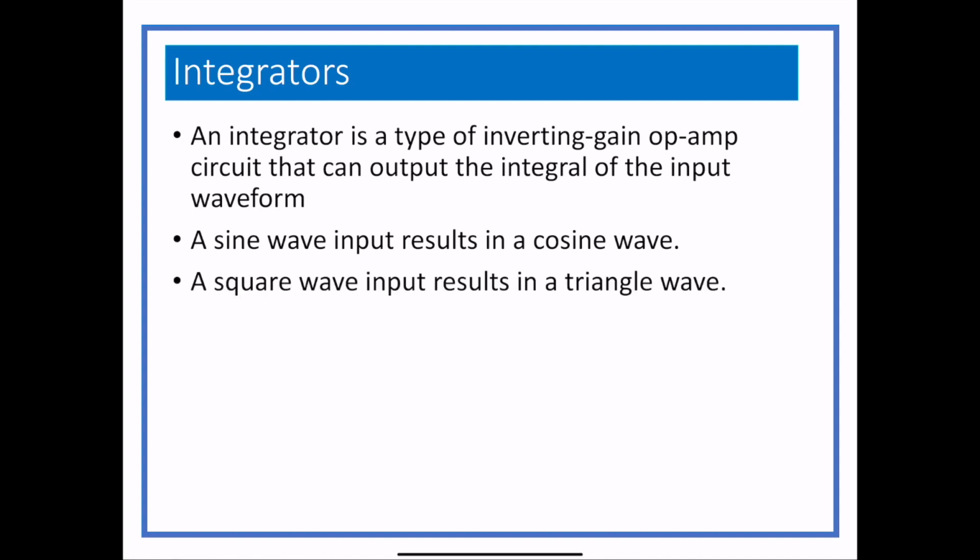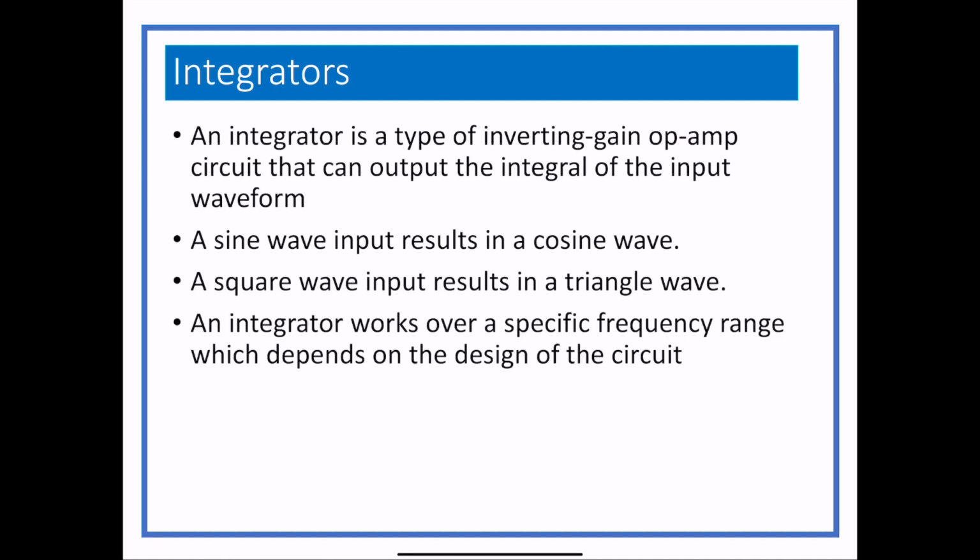But if you put in a square wave, you'll end up getting a triangle wave, because basically the area under a square wave is going to increase as you go, and what's going to be output is that increasing value, except that an integrator is an inverting circuit. So when you have a positive square, you'll have a negative going triangle. And then when you drop down to the negative part of the square, you'll have a positive going triangle because it's an inverting circuit.